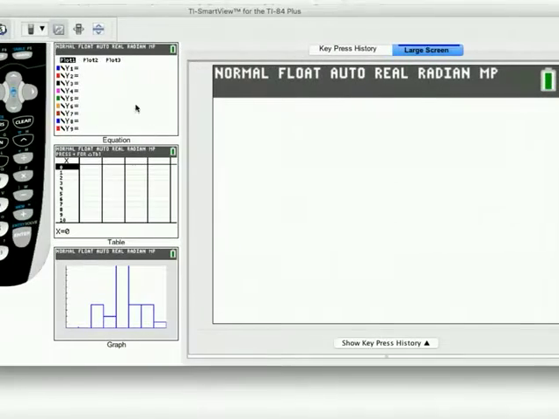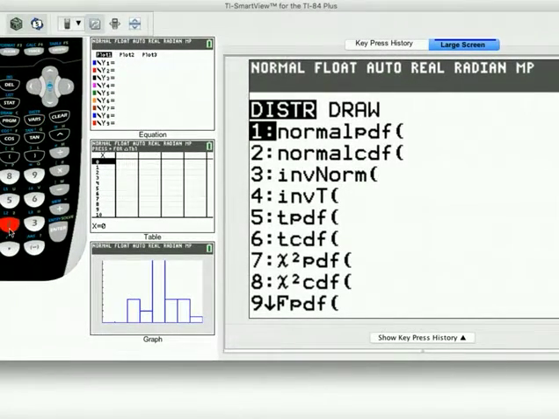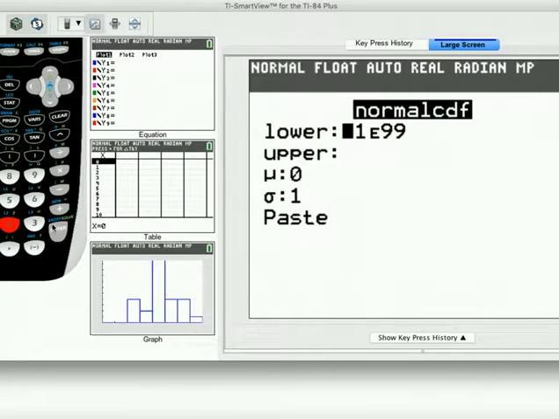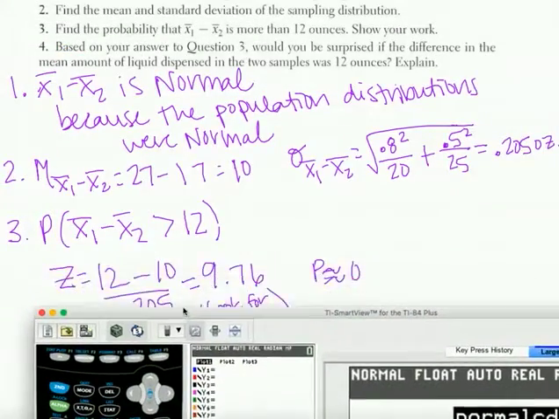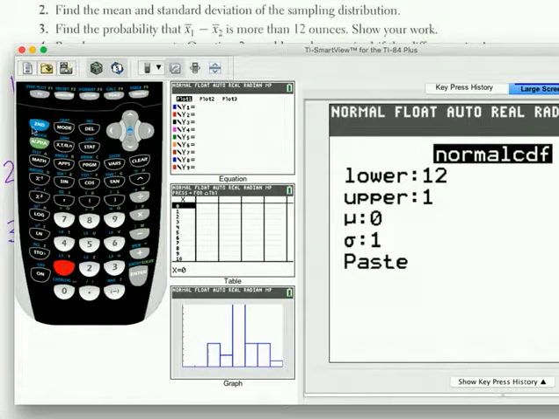You can also do this on the calculator by doing second vars, option 2, normal CDF. Your lower bound would be 12 and your upper bound would be positive infinity, because remember, you are trying to say that this is greater than 12, so 12 would be the lowest that it could be.